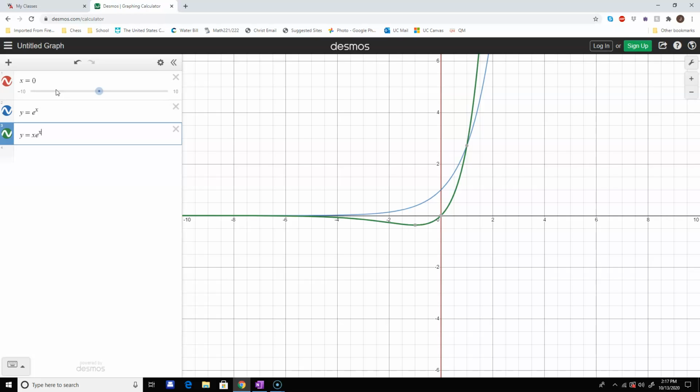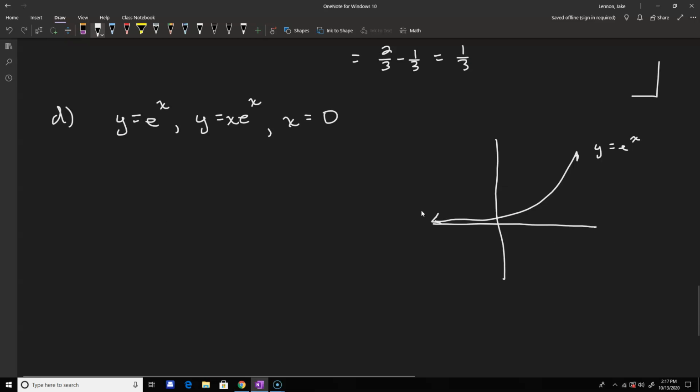So let's go ahead and go back so we can kind of draw our picture there if we want. We get something like this. Y equals x e to the x. And again, we're only looking between 0 since we're starting at the y-axis. So we're really only looking for this part of the graph.